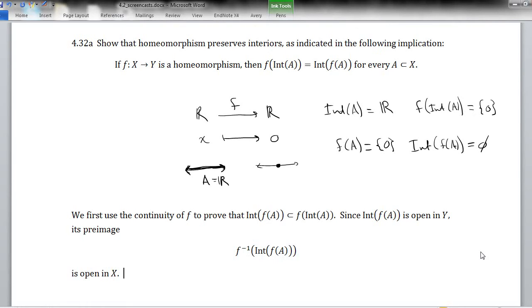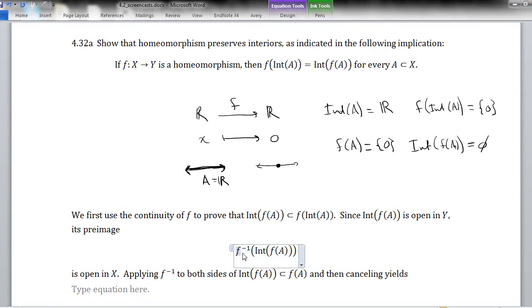Why is this in A? We can get that by applying the function f inverse, remember f's invertible, to both sides of this relation, which I know is true: the interior of f of A is certainly a subset of f of A. Every interior is contained in the set itself. And then after we apply that, we're going to cancel.